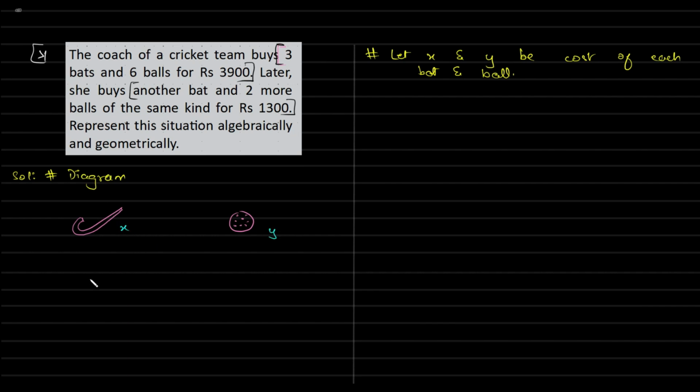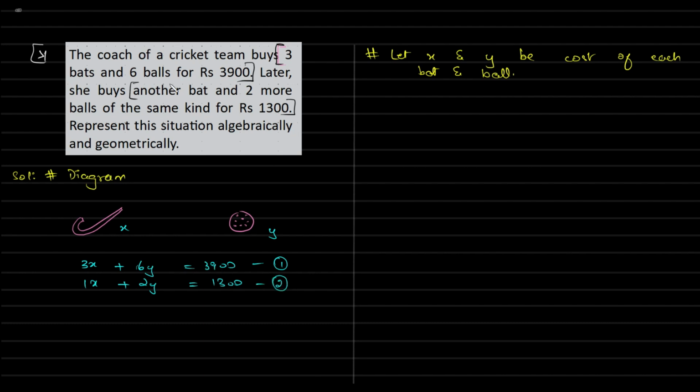So now if I buy 3 of them, it will be 3x. Makes sense? Each of this is x, and so we have 3 of it. So we have 3x. 6 of it is 6y. And when you add them together, you have 3,900. That's my equation 1. So this person buys another bat. So the coach, she buys another bat. Another means one single bat plus 2 balls. So we have again 1,300. Here I made a mistake. This is 3,900. That's my equation 2.